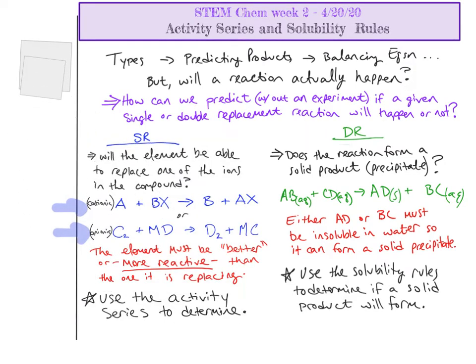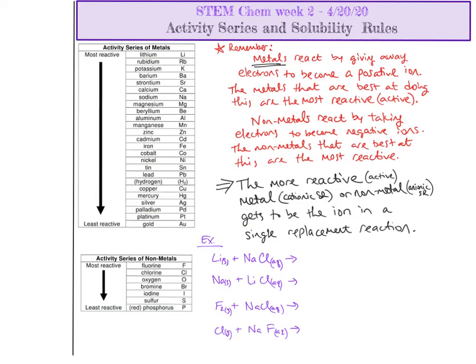So again, single replacement, double replacement, you're looking at either using the activity series to determine if it's a single replacement reaction, which is will the element replace it or not? Or you are using the solubility rules to determine if a solid product will form in a double replacement reaction. So let's jump in to the single replacement. So here's our activity series. I'm posting a resource with both this activity series list and the solubility rules. It's in your module. So that's up there.